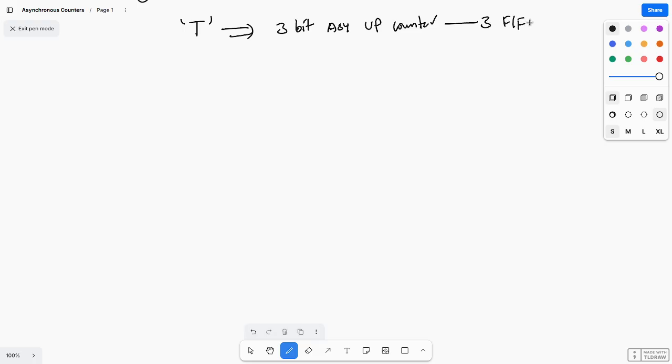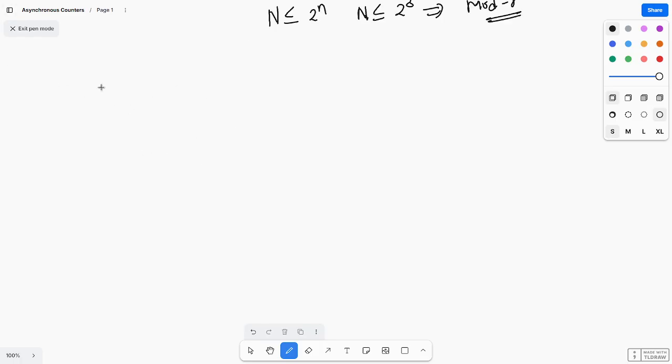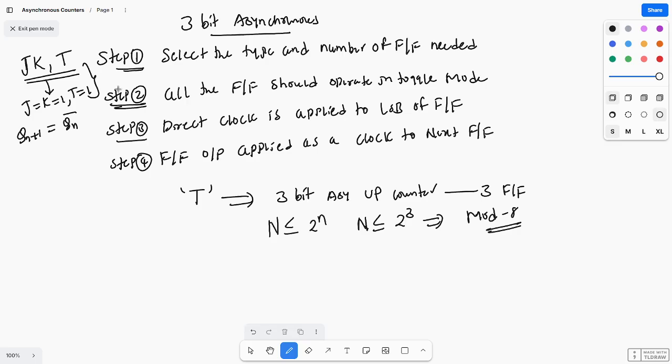How to find the mod of this counter? There is a formula: N is less than or equal to 2 power n. So N is less than or equal to 2 cube. So this is nothing but a mod 8 counter. So I'm designing the 3-bit asynchronous up counter.